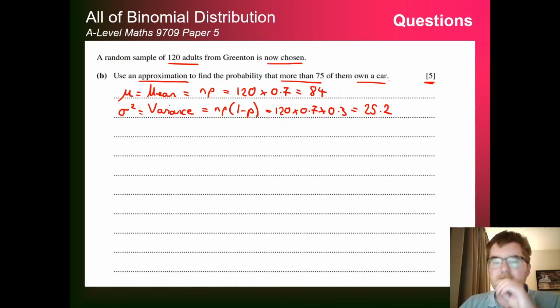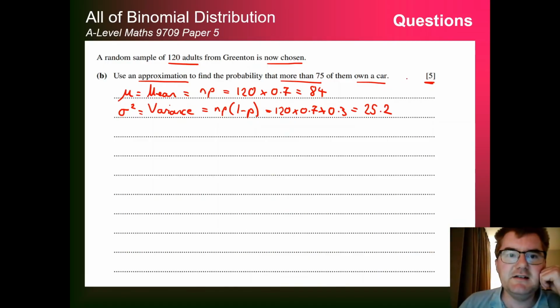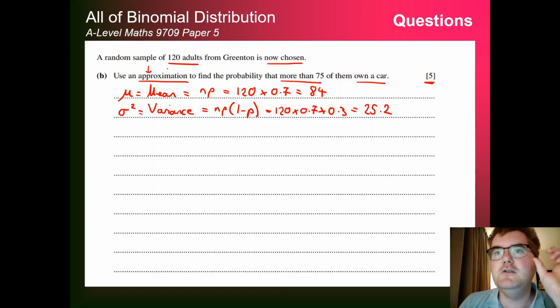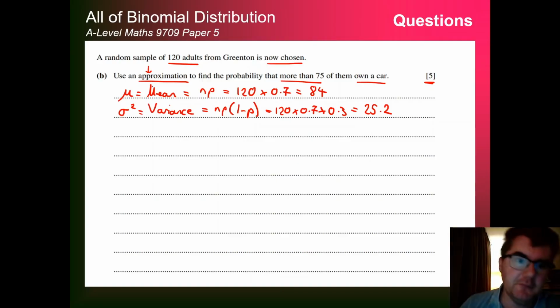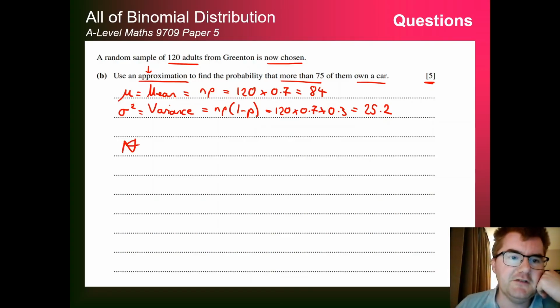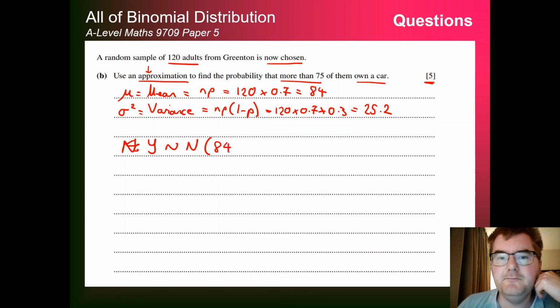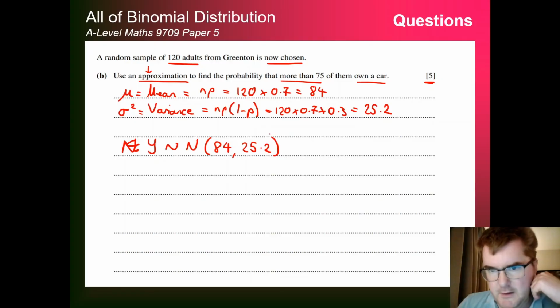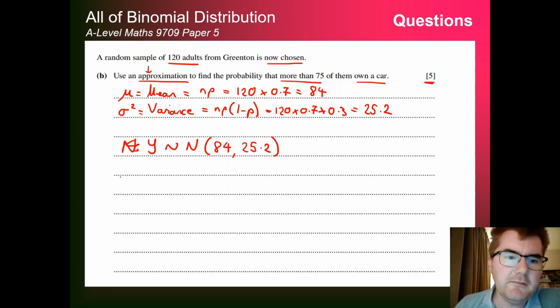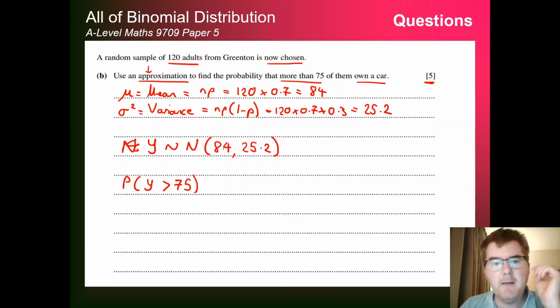Okay, so we then know that it's going to be normally distributed. As soon as you see approximation with a binomial question, we're going to use the normal distribution as an approximation of the binomial distribution. So we have, let's just call this y now, is normally distributed with a mean of 84 and a variance of 25.2. Okay, and we want to work out the probability of x, or y in this case, is more than 75. More than makes it a little bit more tricky, but it's fine.